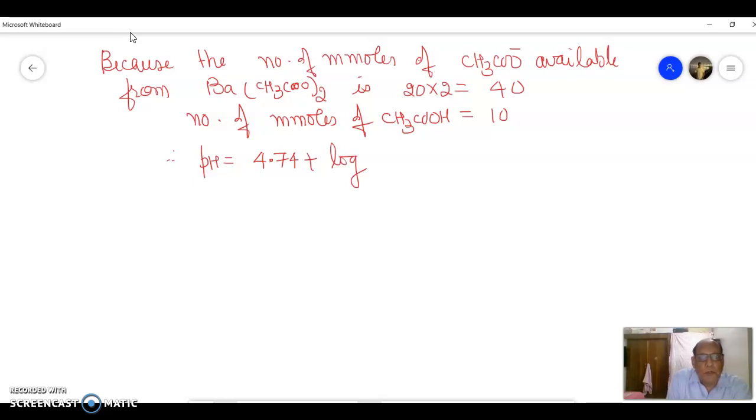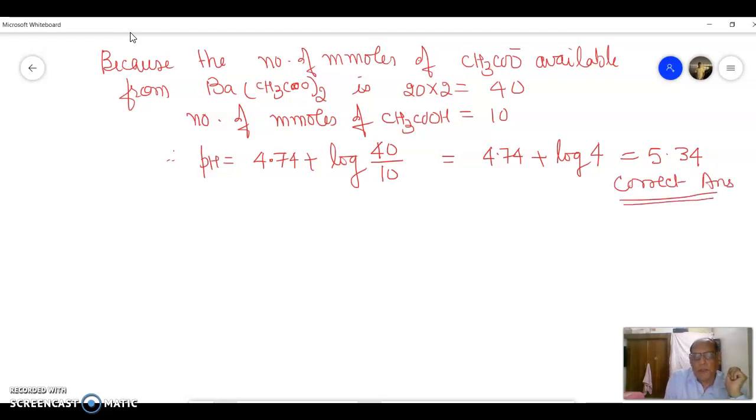So be careful, salt doesn't mean salt. Salt means the number of moles or millimoles or concentration of the conjugate base available from the acid. It is log 40 upon 10. So this comes out to be 4.74 plus log 4. And this can be calculated. So this comes out to be 5.34. This is the correct answer of that question.